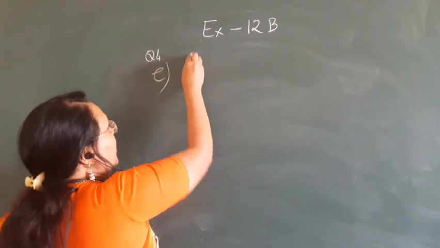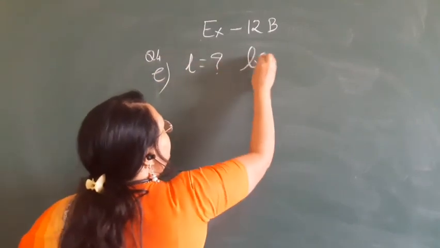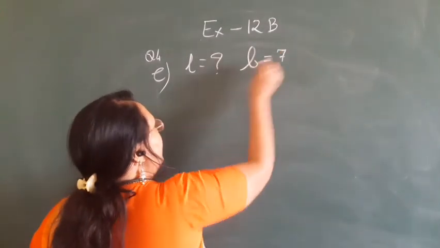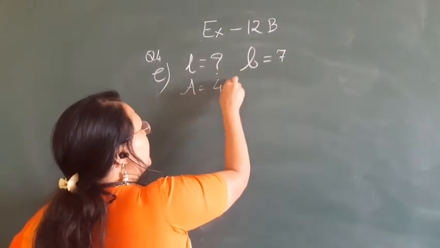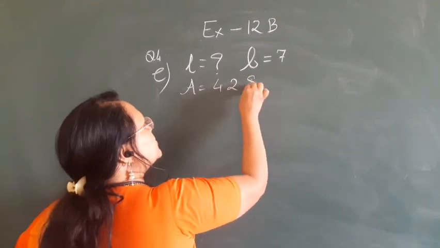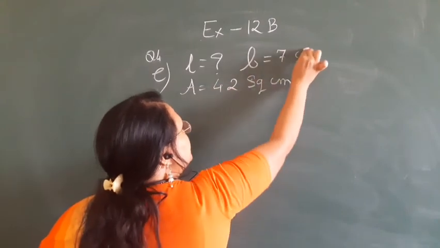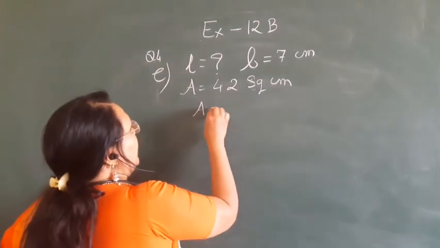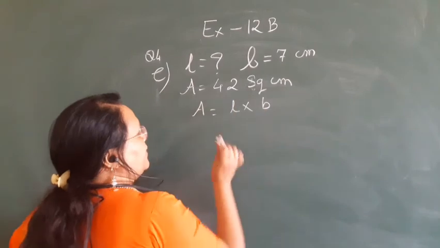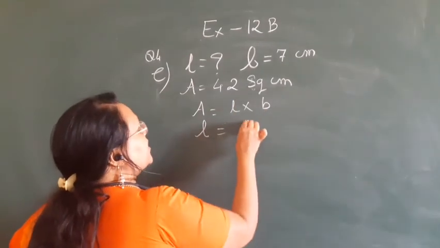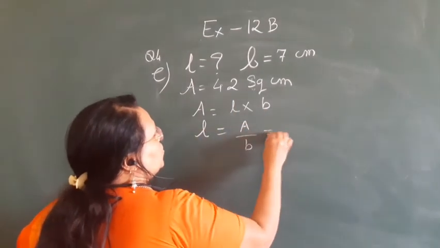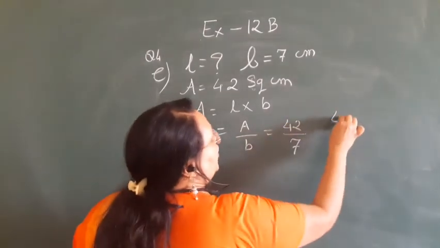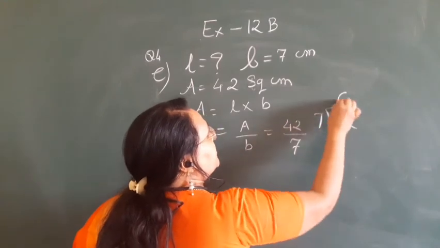Now E1. The length we have to find, breadth is given as 7 and area equals 42 square centimeter. Okay, so area equals length multiplied by breadth. Now we have to find the length, that means area upon breadth. So, 42 upon 7. 42 divided by 7, 7 6s are 42.